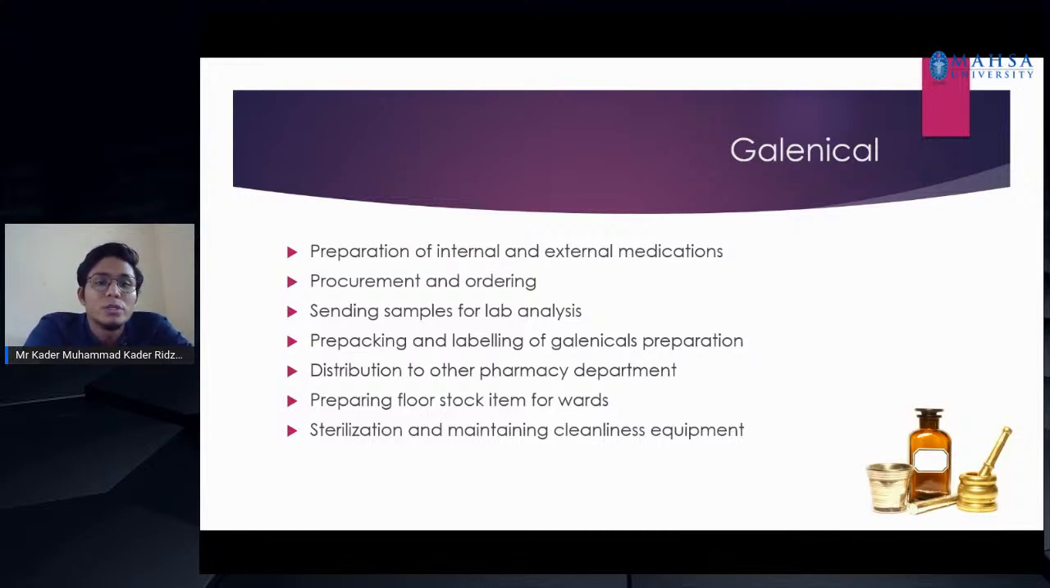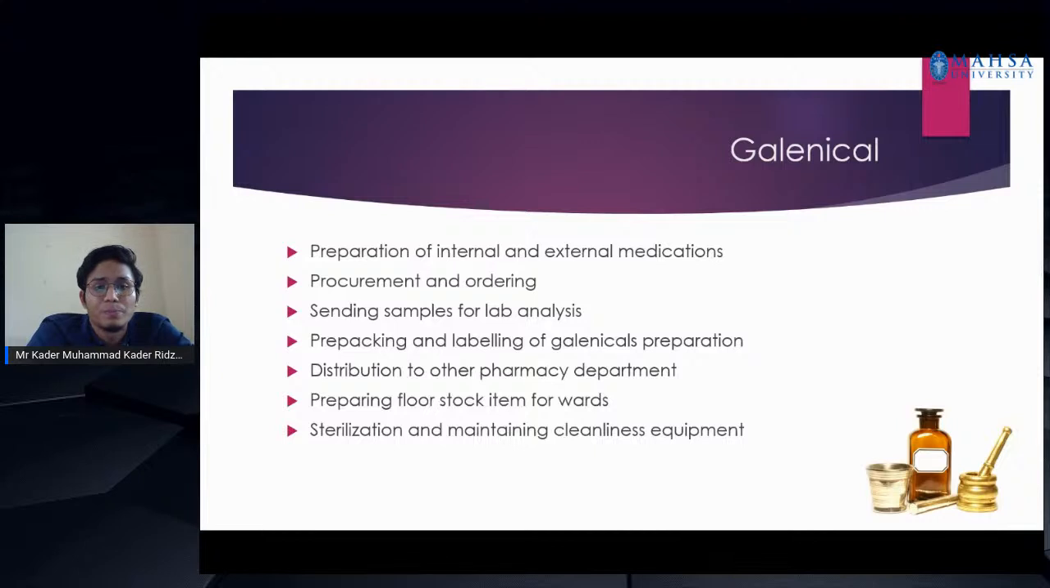Next one is distribution to other pharmacy departments. Once you have prepared, obviously only two departments are going to use it: first your outpatient pharmacy and then inpatient. It depends how much cough syrup outpatient is ordering from you. If it's 20, once it is ready, you send it to outpatient. Next one is preparing floor stock items for wards. Floor stock is where you can use the item because the item is available at the ward. You don't need to order every now and then, because otherwise every day you would have to order from the pharmacy if you need to use that particular medicine.